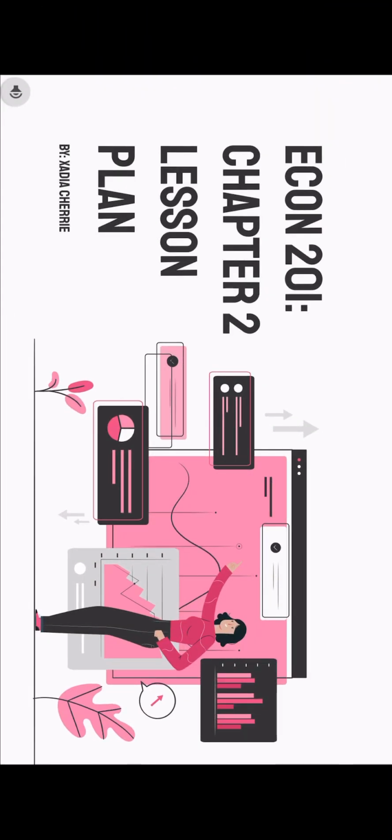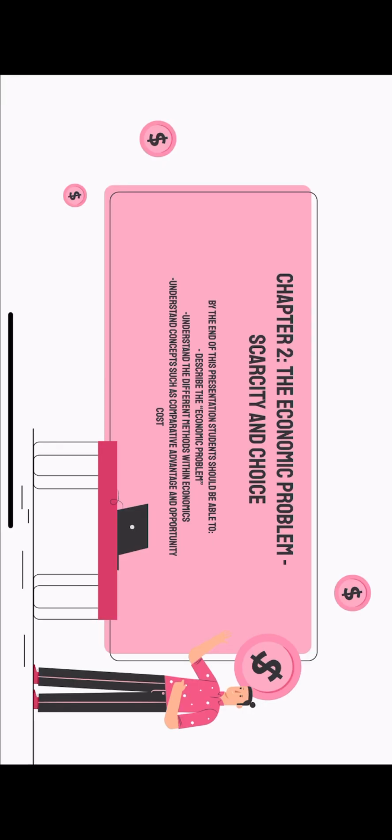Good evening. Today we will be discussing Chapter 2, The Economic Problem, Scarcity, and Choice. By the end of this presentation, students should be able to describe what the economic problem is, understand the different methods within economics, and understand concepts like comparative advantage and opportunity costs.